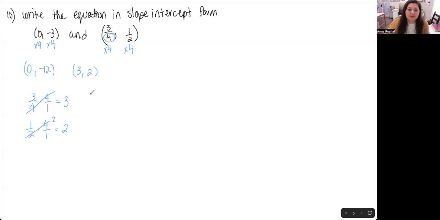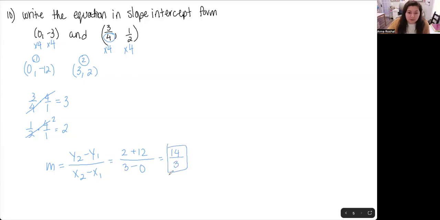So now I have these new points to find the slope. Because imagine putting into your slope equation a fraction in for x and a fraction in for y. I think it's just going to be a little bit crazy. So I'm going to call this my first point, this my second point. So I'm going to go 2 minus negative 12, which is 2 plus 12, over 3 minus 0. So I'm going to end up with 14 over 3. And we want to leave this as the slope.